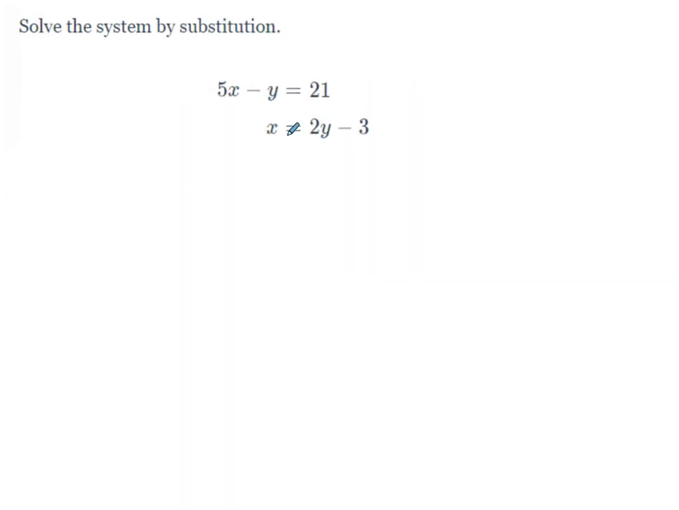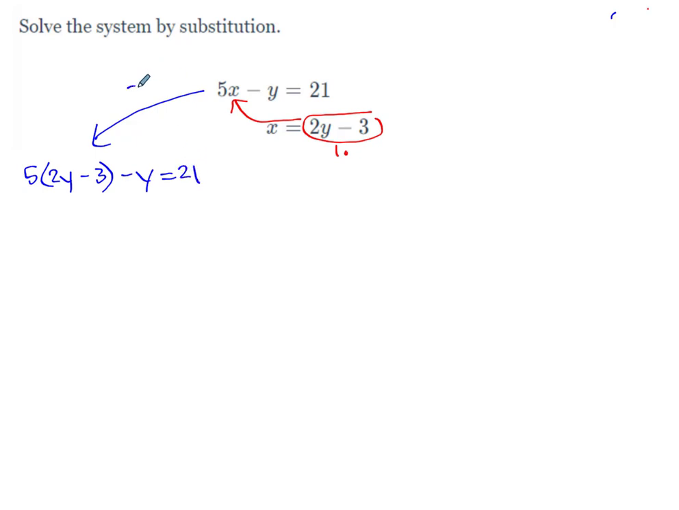All right, next example we're going to do the same thing, but instead of having y isolated, we actually have x isolated. Since x is isolated in the second equation, I'm going to start right there. And I will substitute 2y minus 3 in for x right here. So that's my step number 1. Step number 2 is I'm going to rewrite this equation over here. Where the x is, I will substitute 2y minus 3, minus y equals 21. And that's step number 2.